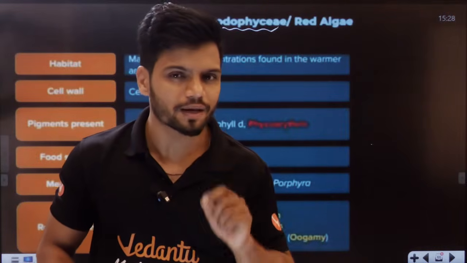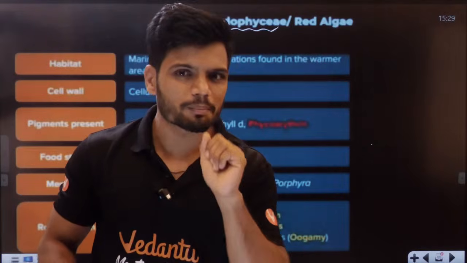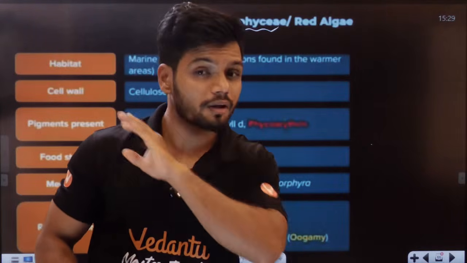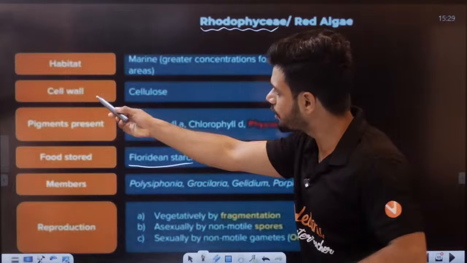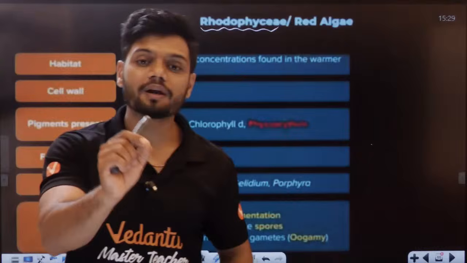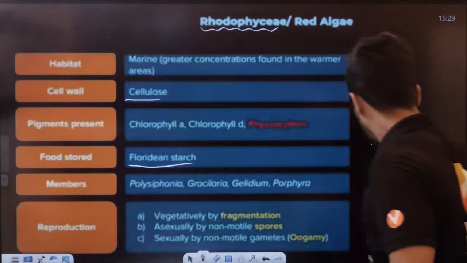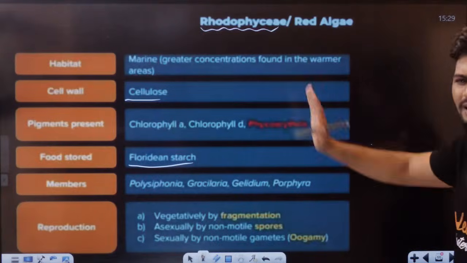What is the cell wall in brown algae? Cellulose and algin. What is the cell wall made up of in red algae? In red algae, the cell wall is made up of cellulose plus polysulfated esters. You should write this. Students, I have given it here, but forgot to write it here; I will add it in the notes.